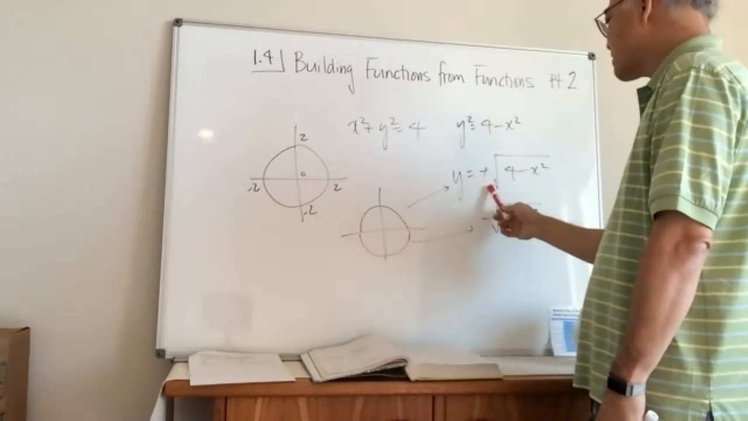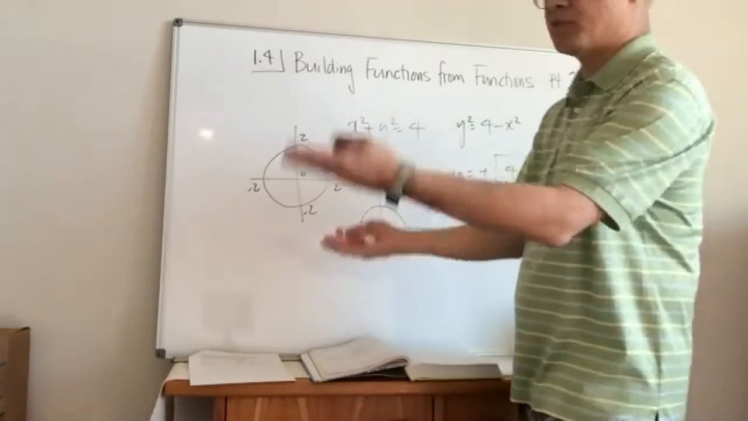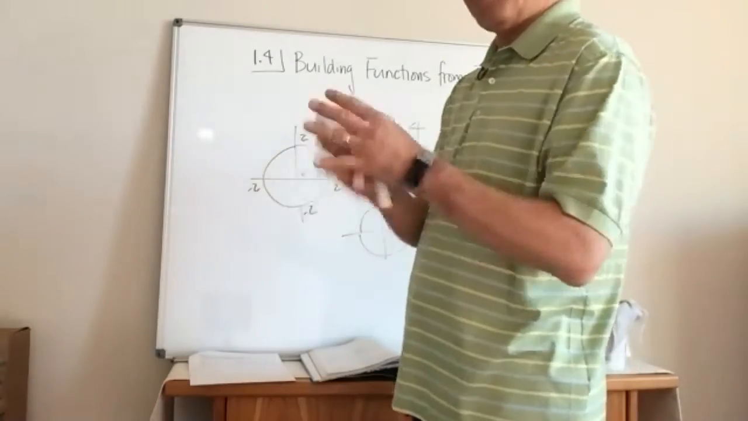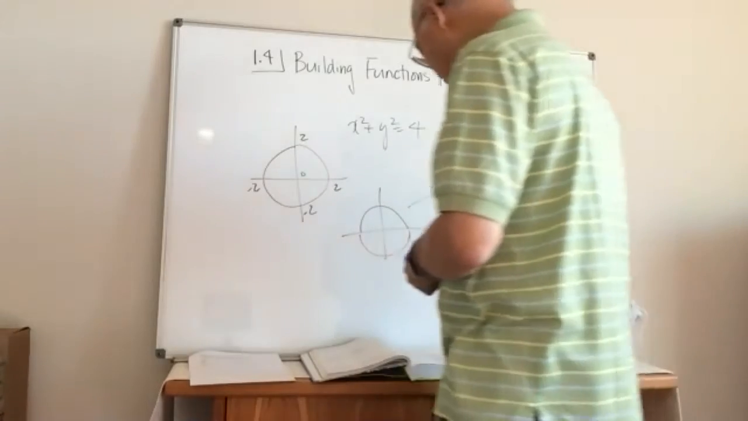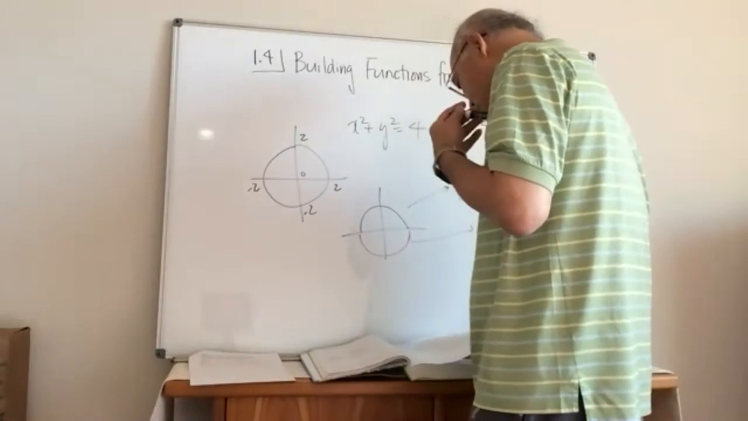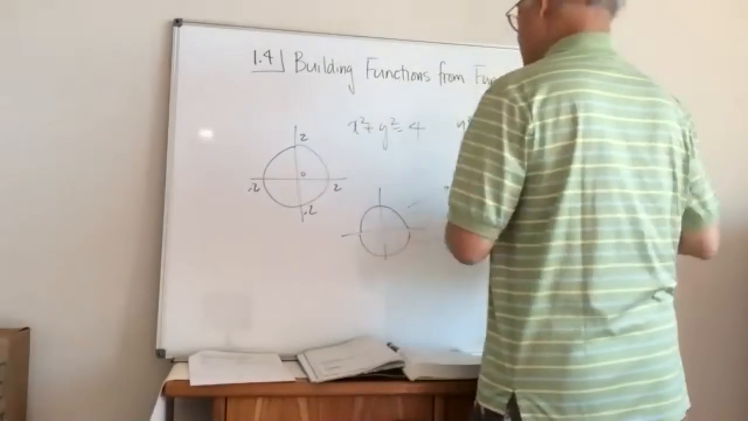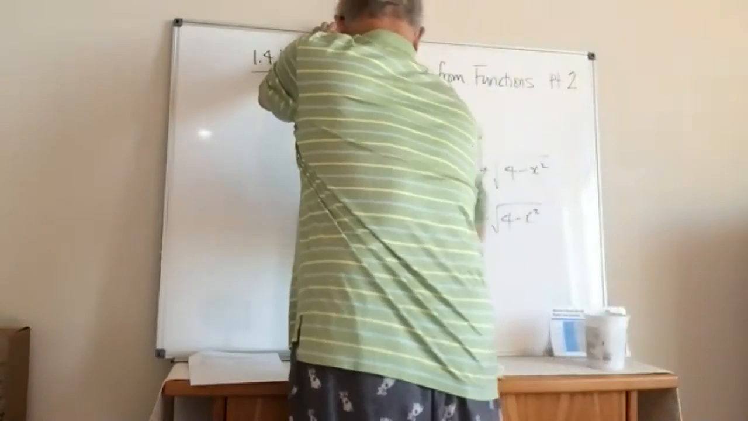This was not given to you; you had to do some work. In other words, it is not in the form of y is equal to such and such. That's what we call an implicitly defined function. So let's go to example number 7 and see if we can use this knowledge.